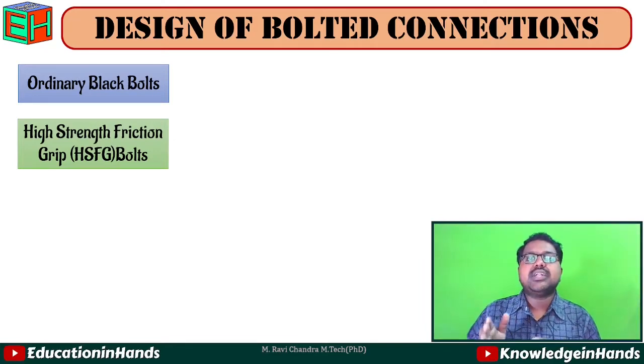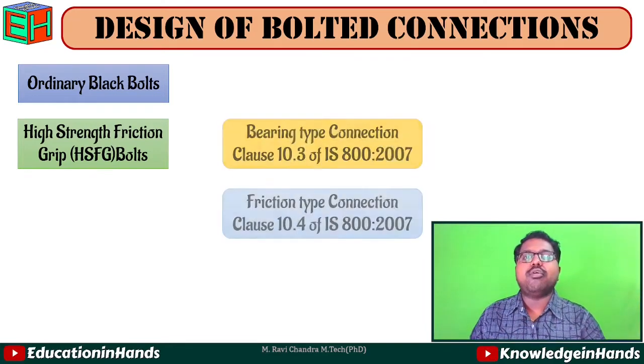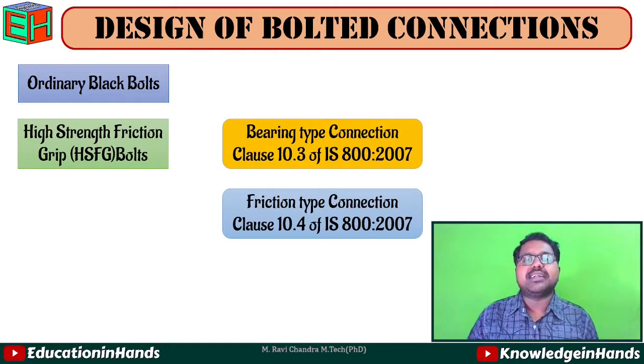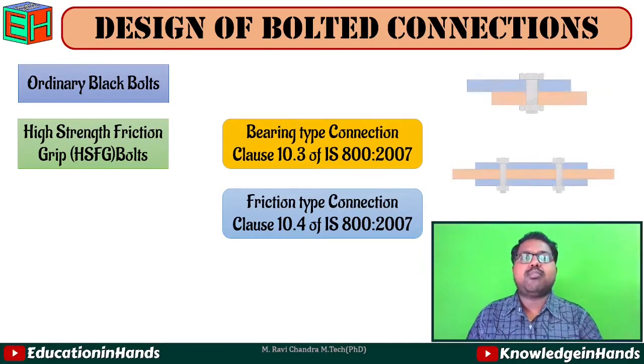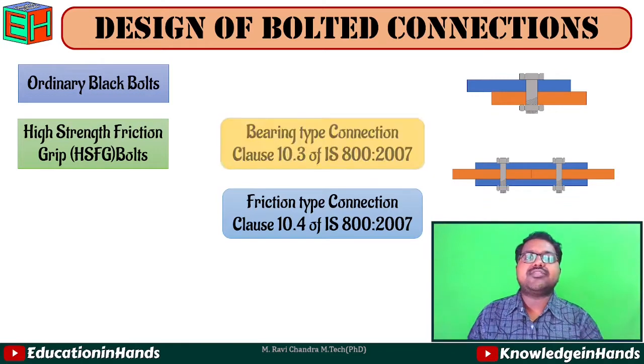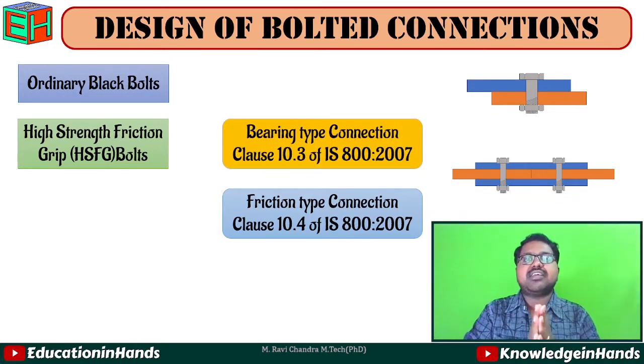So the connection design for these two kinds of bolts will be carried out in two methods. First one is bearing type of connection and the second one is friction type connection, for both lap joints and butt joints. So today in this video we will discuss this bearing type of connection, which is the first type of connection given in clause 10.3 of IS 800-2007.